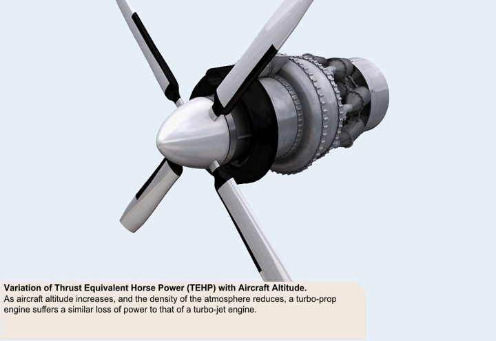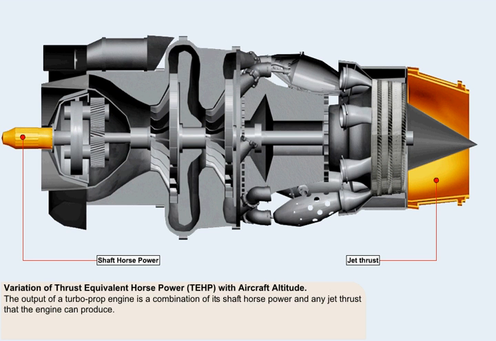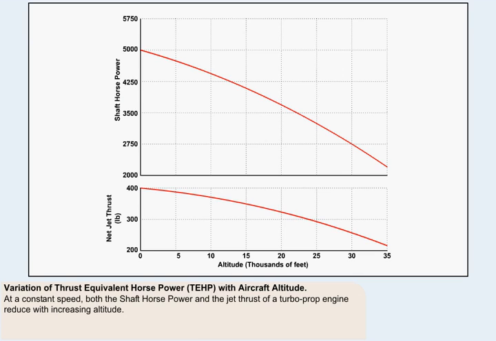As aircraft altitude increases and the density of the atmosphere reduces, a turboprop engine suffers a similar loss of power to that of a turbojet engine. We showed earlier that the output of a turboprop engine is a combination of its shaft horsepower and any jet thrust that the engine can produce. These graphs show that at a constant airspeed, both the shaft horsepower and the jet thrust of a turboprop engine reduce with increasing altitude.